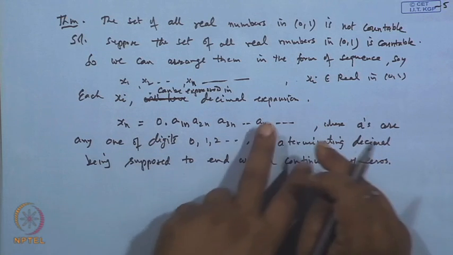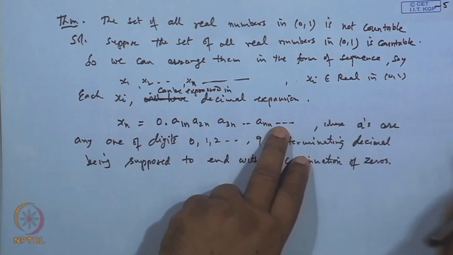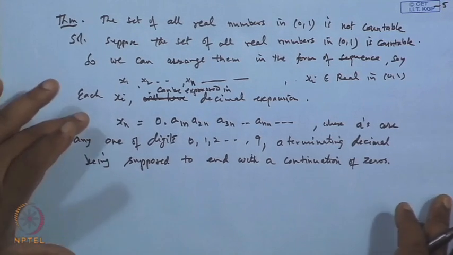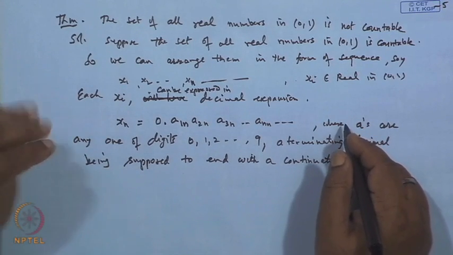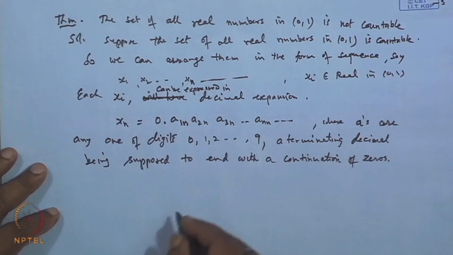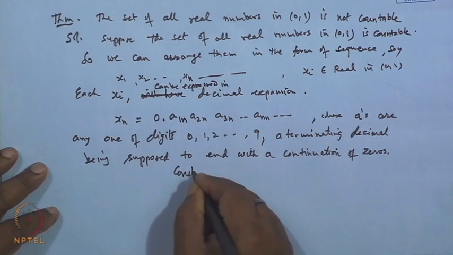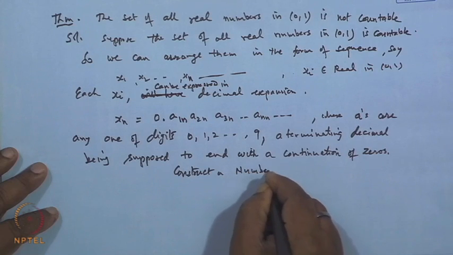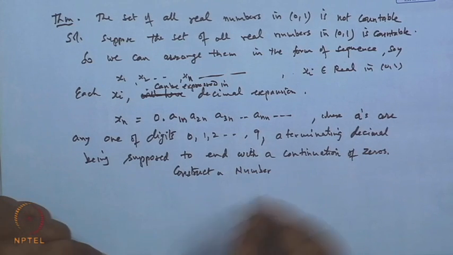Means when it terminates, suppose it terminates here, then the rest we will write as 0 0 0 0 like that. So, it terminates. Okay. Now, with the help of this, let us construct a new number. So, now we construct a number alpha as follows.